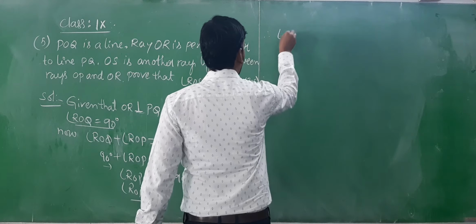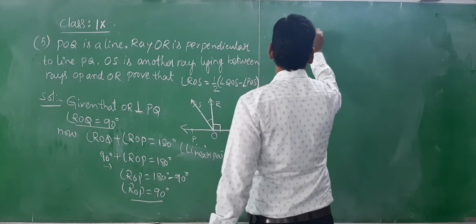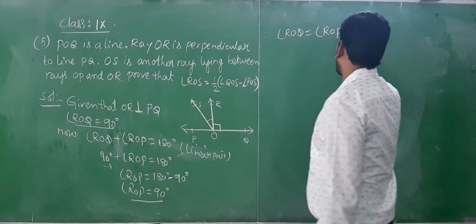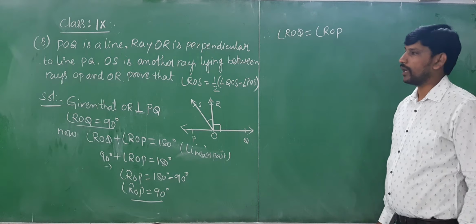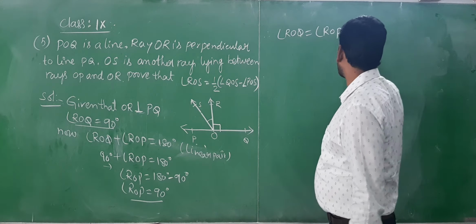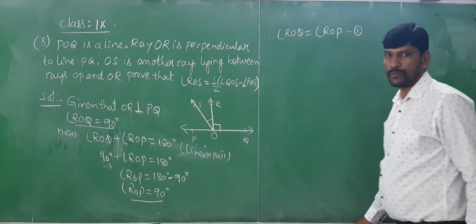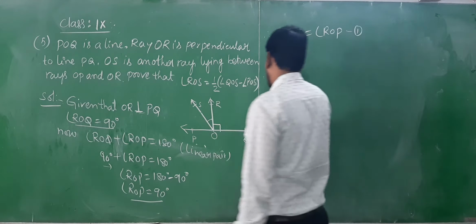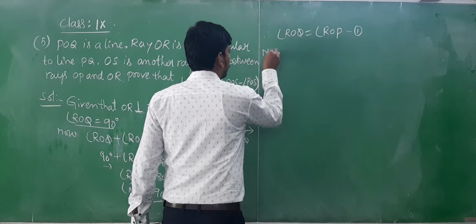Therefore, ROQ is equal to ROP. Both are equal. Clear, children? This is equation number 1. Now, let us take that.